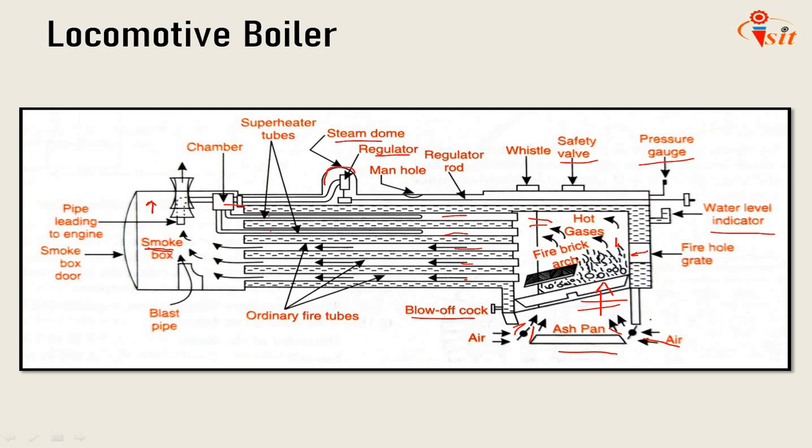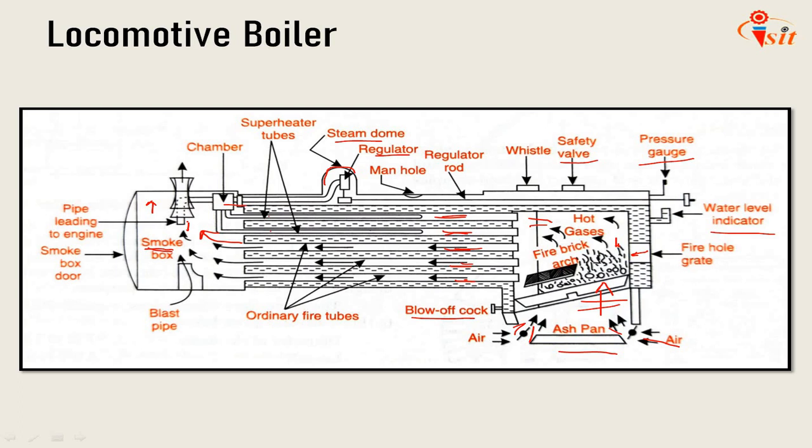The hot gases pass from the firebox to a smoke box through a series of fire tubes. So here the series of fire tubes are there. And then they are discharged into the atmosphere through the chimney. So this is the discharge flow through the chimney. It is released to the atmosphere.